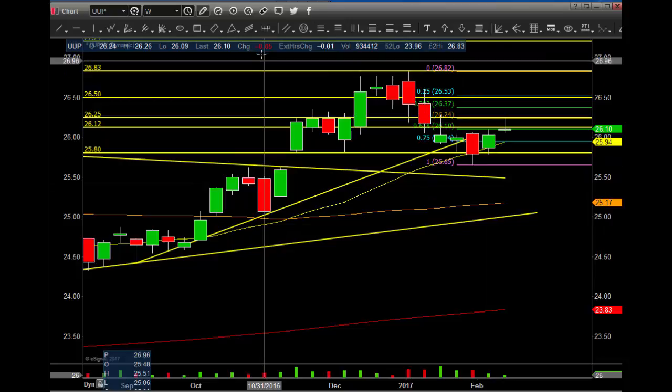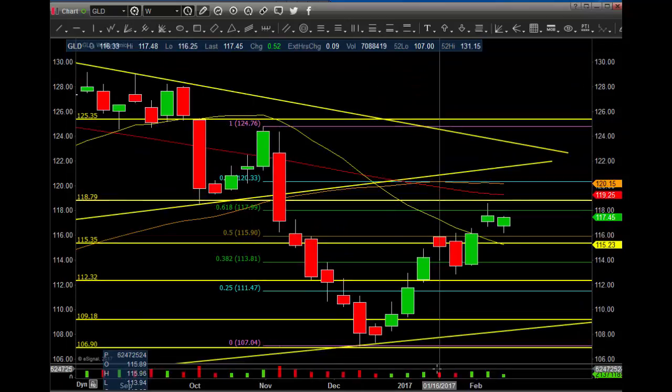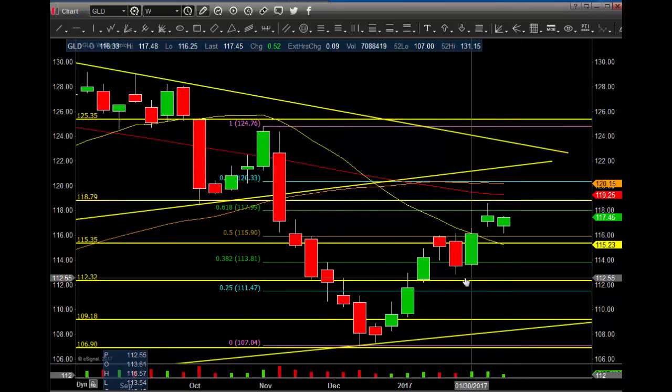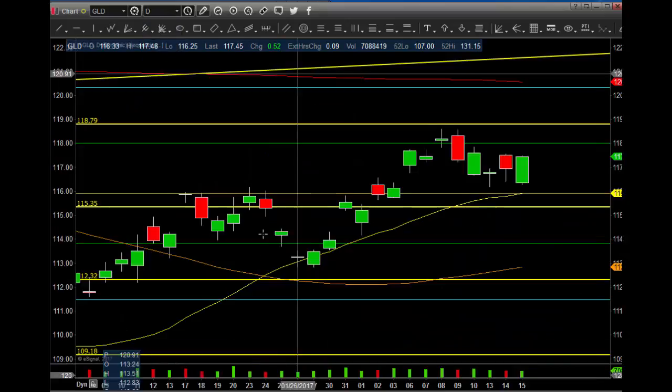But dollar, down 5 cents today on the UUP, nothing big. Now the GLD's been whipsawing around here, came up into this area, pulled back nice. This is on the weekly, and then boom, start another shot up. Let's go to the daily. Let's see what patterns we're playing out there.